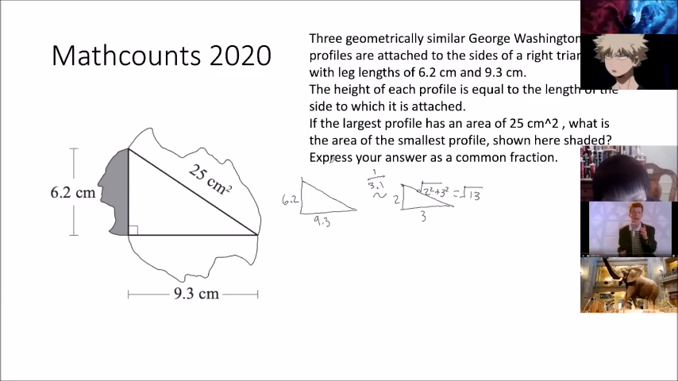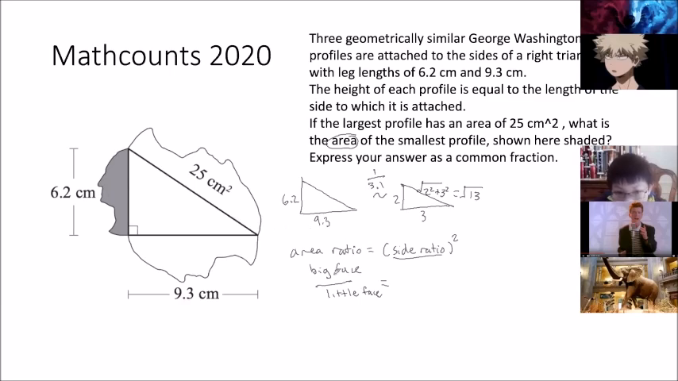And the answer is yes, because when we're trying to find the area of the small profile, we actually only care about the ratios of the sides. If you remember, we had area ratio equals side ratio squared. So we actually only care about the ratio of sides. So the area ratio, big face over little face, equals the ratio of the sides squared.